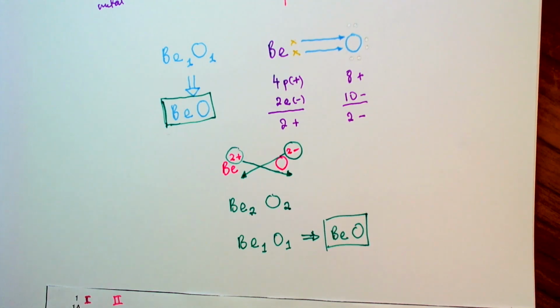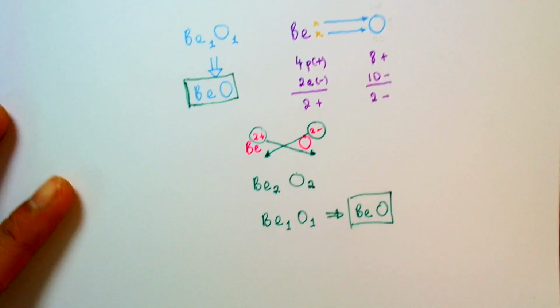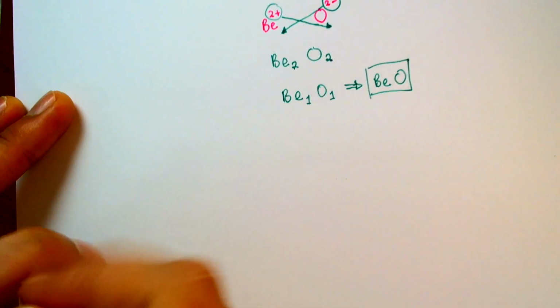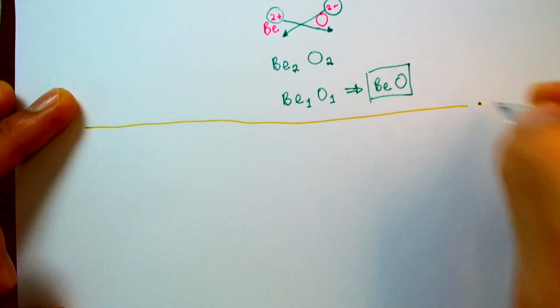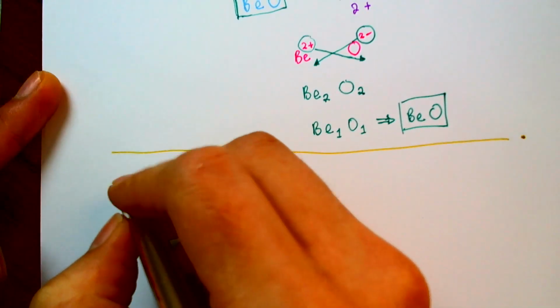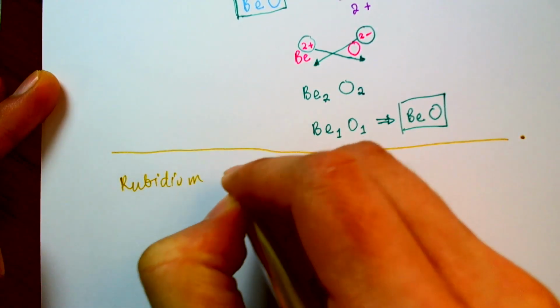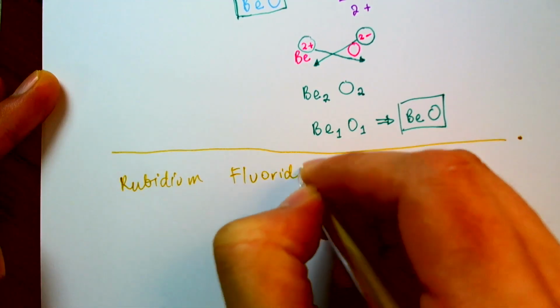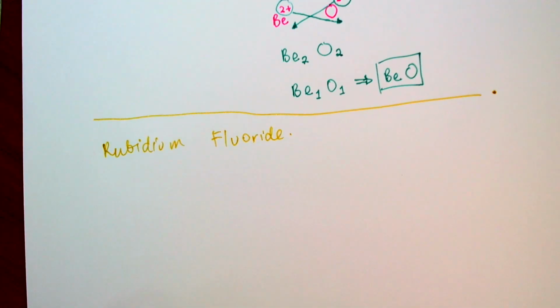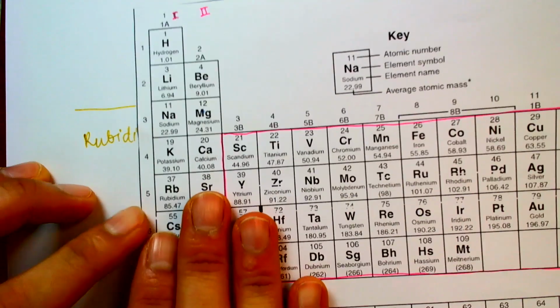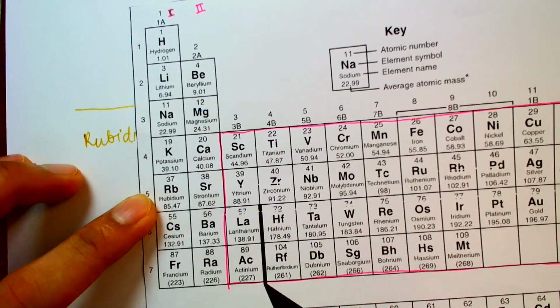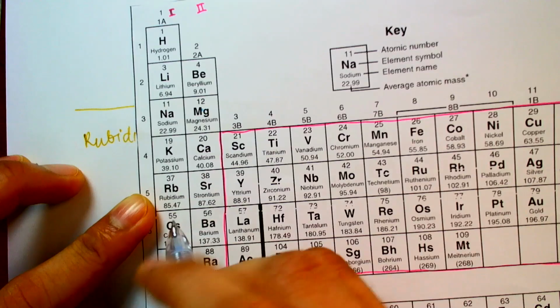For the next example, let's look at rubidium fluoride. So I have rubidium fluoride, and let's take a look at the periodic table. Rubidium is right here. It's a big molecule. I beg your pardon, it's a big atom.